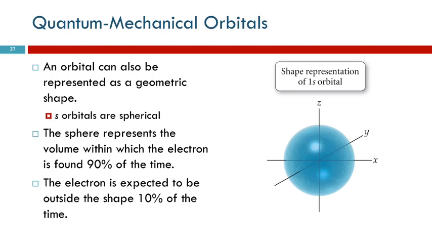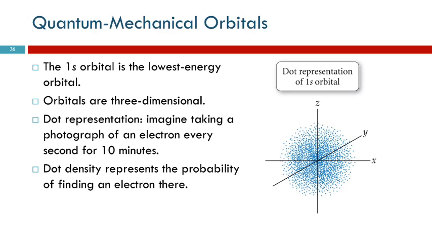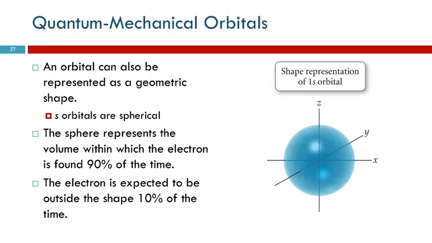We can also represent it as a geometric shape. So it's a sphere, a ball. This is not a fixed container that contains the electrons. It's just easier to draw than a whole bunch of dots all the time. So this represents a volume within which the electron would be found 90% of the time. We fully expect that the electron will be outside of this 10% of the time, because they're small and unpredictable.